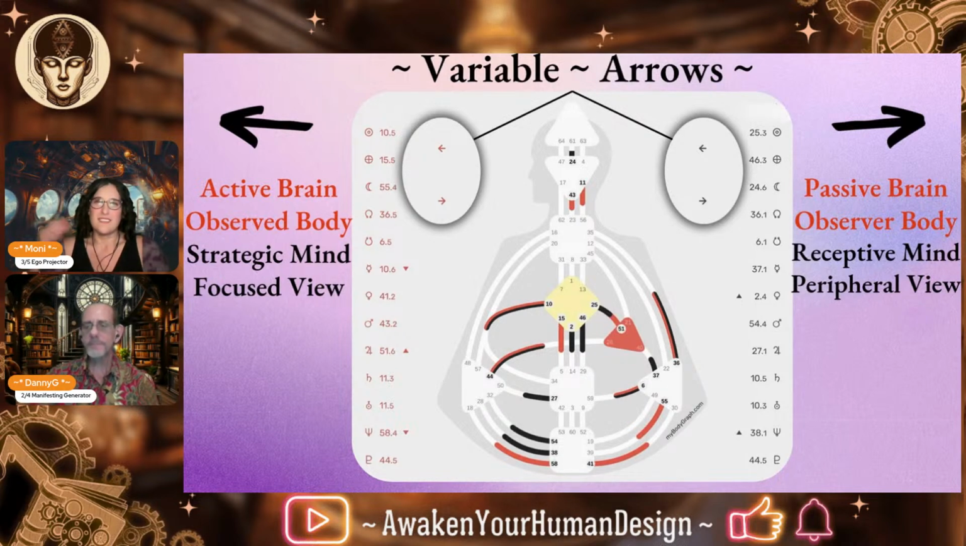Then if you go down to the bottom left arrow, if that's facing right, it's an observer body. It's more of a chill body. It's not running around like crazy. It's more chill and observing outwards.